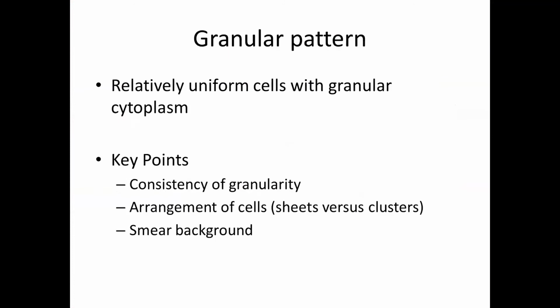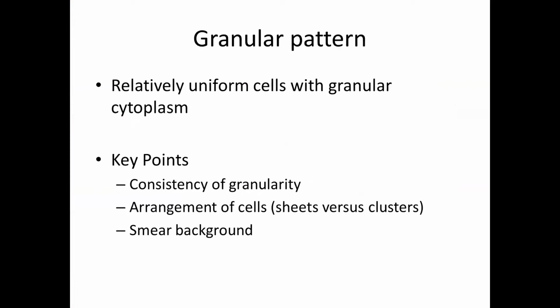The next pattern we'll deal with is the granular pattern. And the granular pattern is going to be comprised of aspirates that have uniform cells, typically with abundant, as you might imagine, granular cytoplasm. Again, this is mostly going to be things like acinic cell carcinoma as well as tumors comprised of oncocytes.